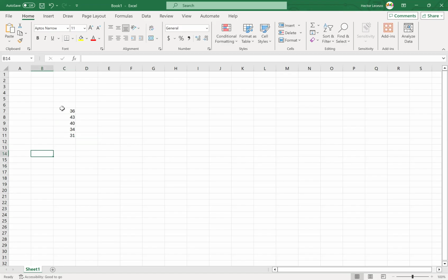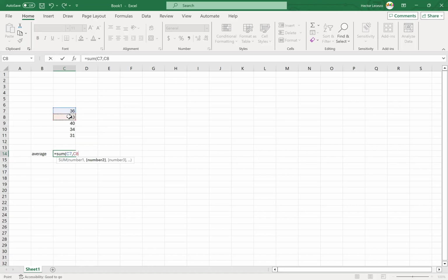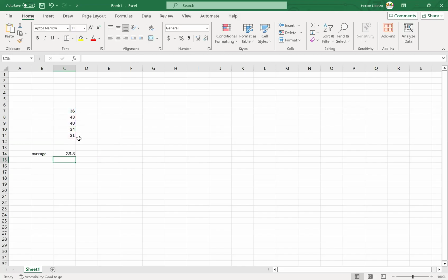I'm going to have to do the average. I'm going to go equals, and I'm going to add all of these numbers. Close parentheses, and then I divide it by 5 because there are 5 numbers. So my average is 36.8. Okay, not bad.